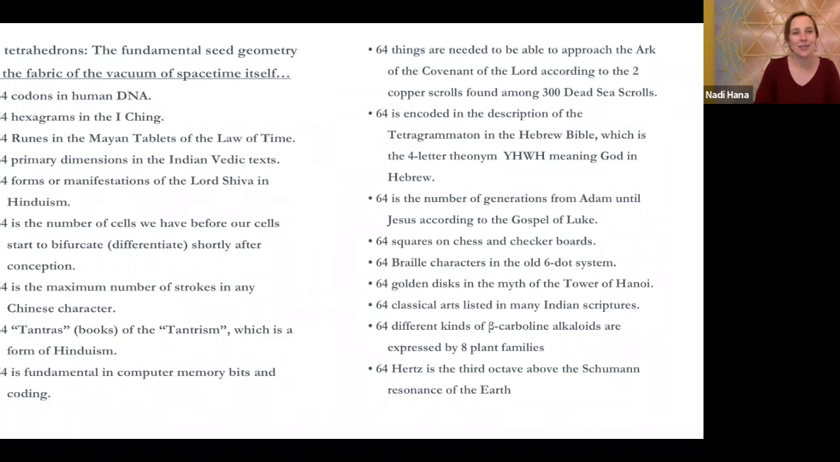64 hexagrams in the I Ching, 64 runes in the Mayan tablets of the law. We've got the encoded description of the Tetragrammaton in the Hebrew Bible. We've got fundamental computer memory bits. We've got the book of Tantra in Hinduism and Chinese language, and it just goes on and on to, again, show us some kind of larger hidden pattern with the numerology, with the geometry, just to name a few.